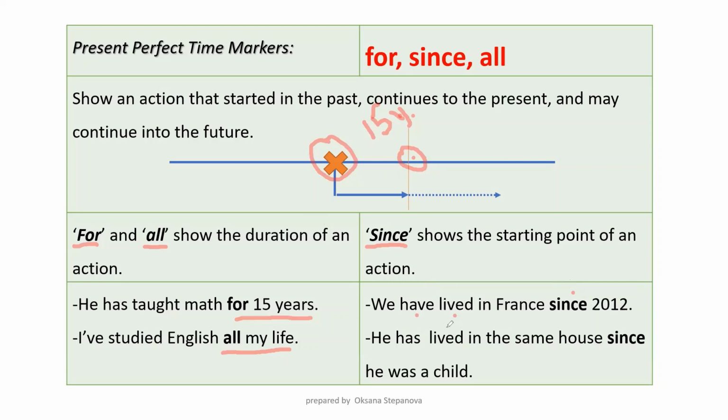He has lived in the same house since he was a child. So the starting point, he was a child, and we still have the evidence. We live in the same house. We still have the evidence in the present.